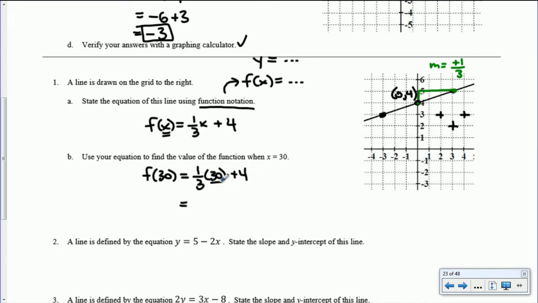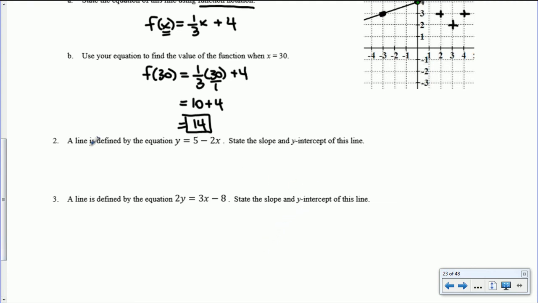30 divided by 3, or if you like, 1/3 times 30 over 1, is going to be equal to 10. We add 4, that's 14. So the value of the function when x is 30 is 14. So f of x equals 14 when x is 30.